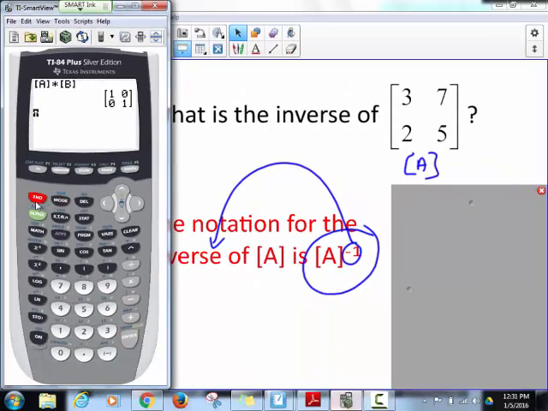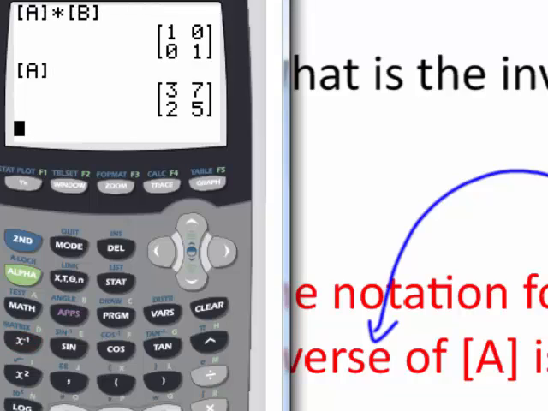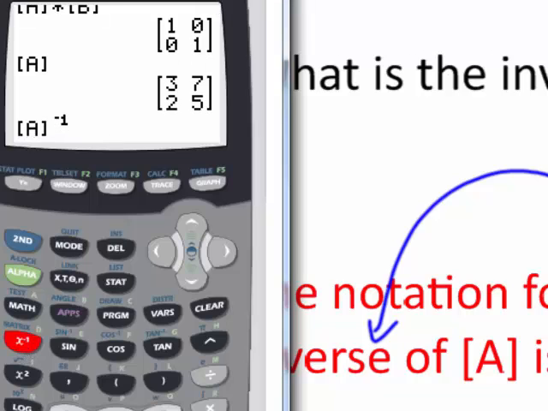Okay, so now if we call upon matrix A, there's matrix A, 3, 7, 2, 5, and if I want the inverse, I call upon it, and we actually have an inverse button right here. It's this to the negative first power. It's kind of like the reciprocal button, but on our calculator, it's known as the inverse button.